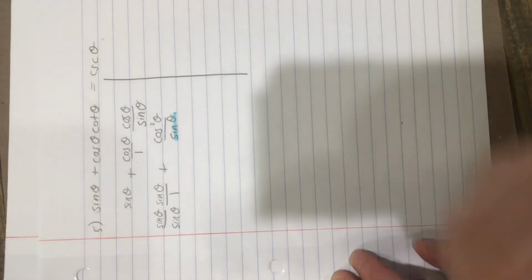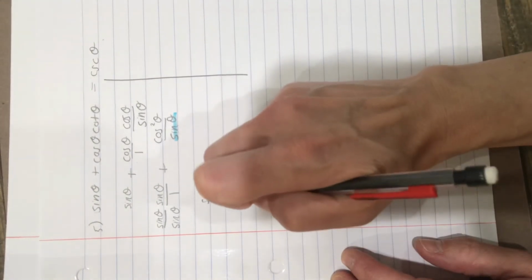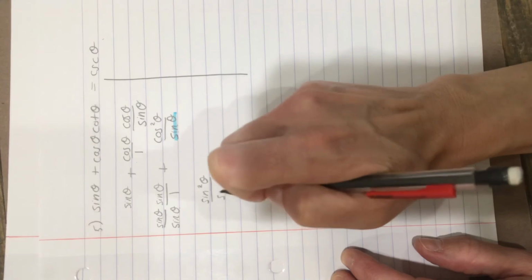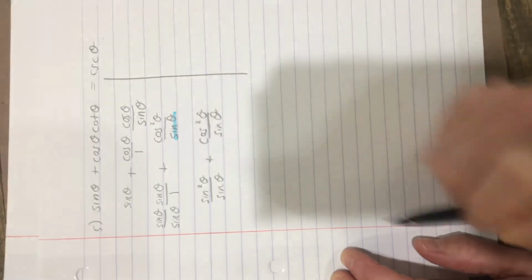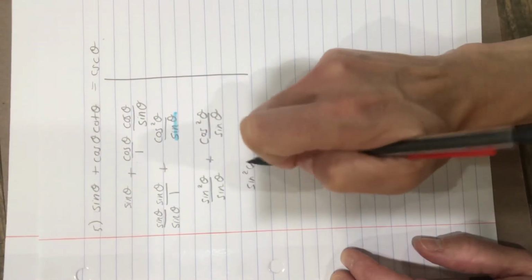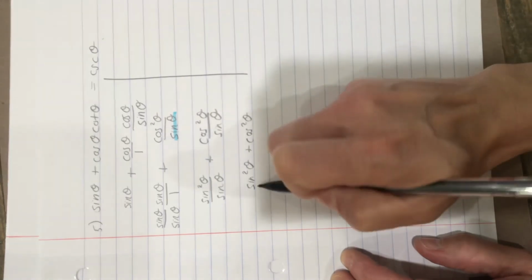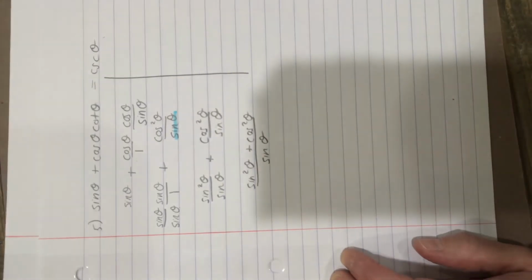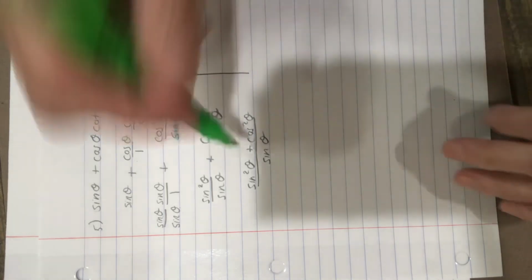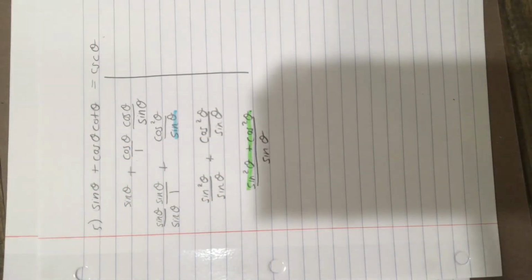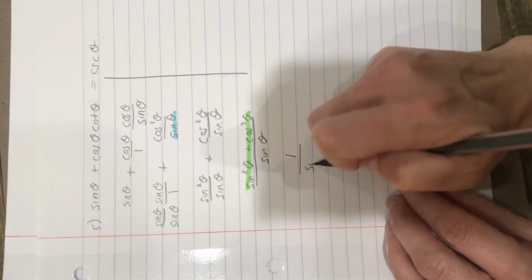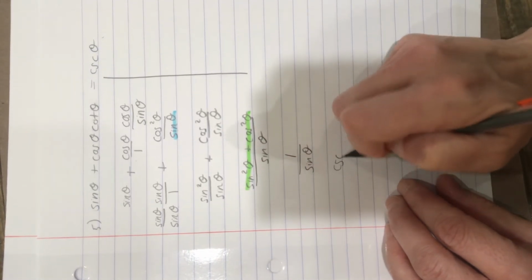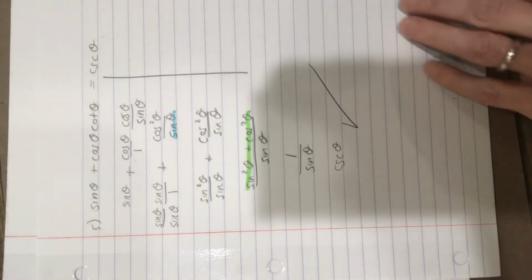Now, if you look at this, sine theta times sine theta is sine squared theta all over sine theta plus cosine squared theta over sine theta. Now, if I look at that, that's sine squared theta plus cosine squared theta all over sine theta. Wait a minute. What is sine squared plus cosine squared? Let's look. If I look at here, sine squared plus cosine squared is equivalent to 1. So I have 1 over sine theta, which would also be cosecant theta, and that would be verified.